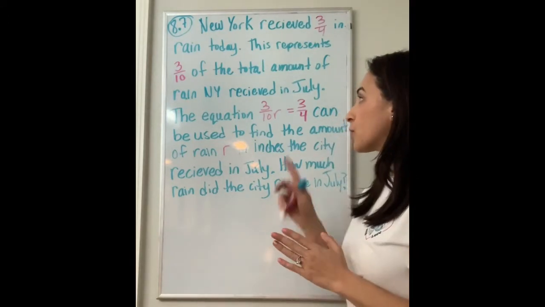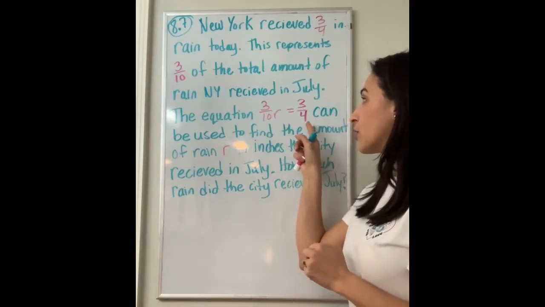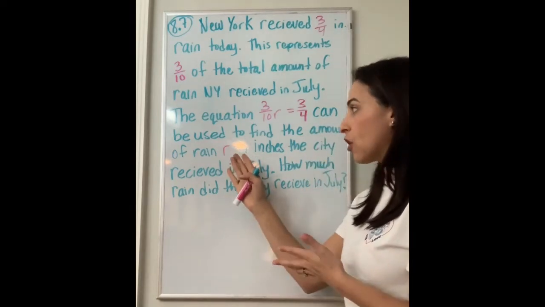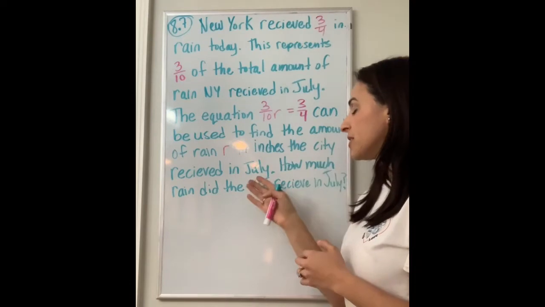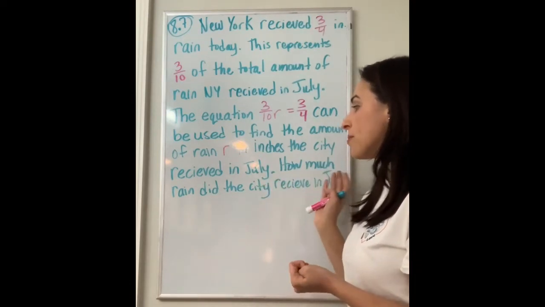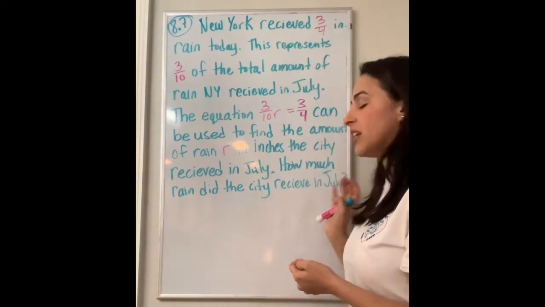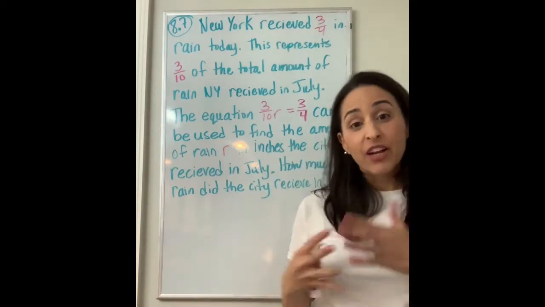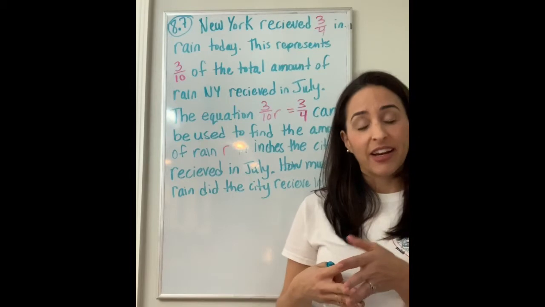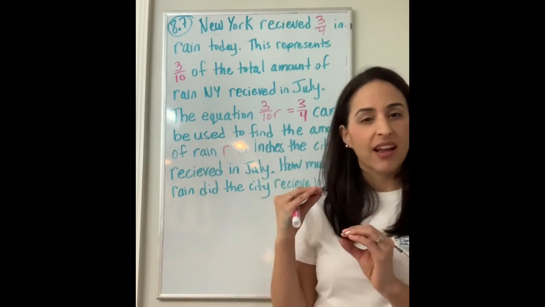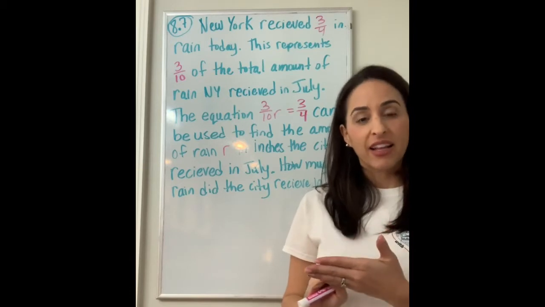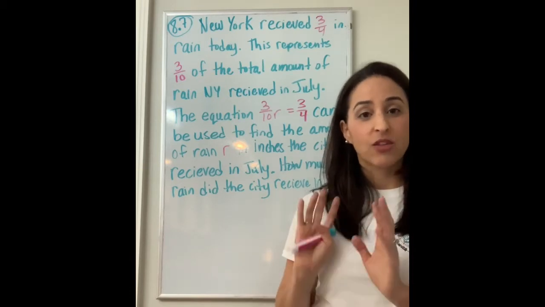So the equation 3/10 R equals 3/4 can be used to find the amount of rain, or letter R, in inches the city received in July. How much rain did the city receive in July? Okay. Very wordy. They're trying to confuse you because they have so many words in here. And all you have to do is slowly attack this word problem. We're going to read it carefully and analyze what it's telling us sentence by sentence or phrase by phrase.